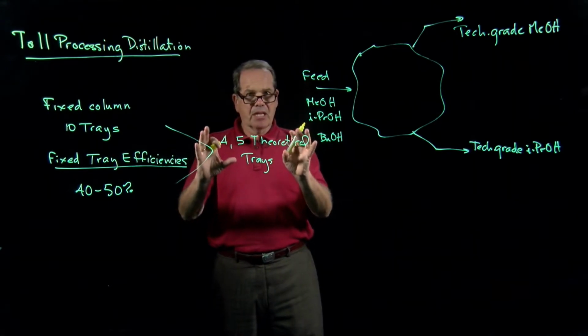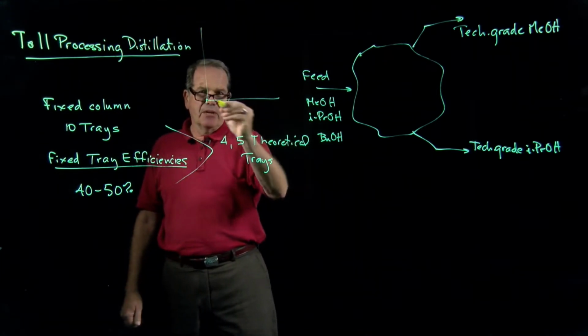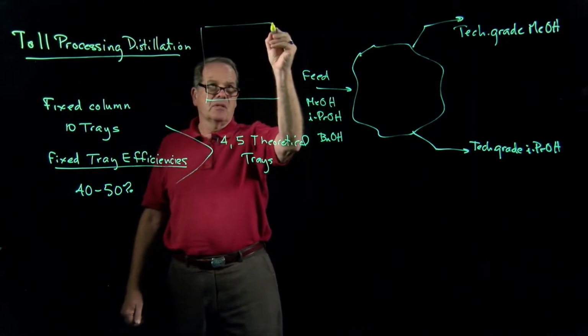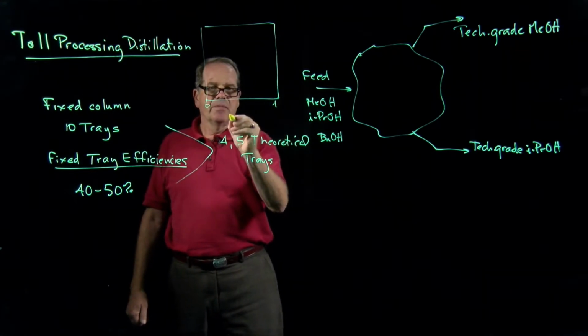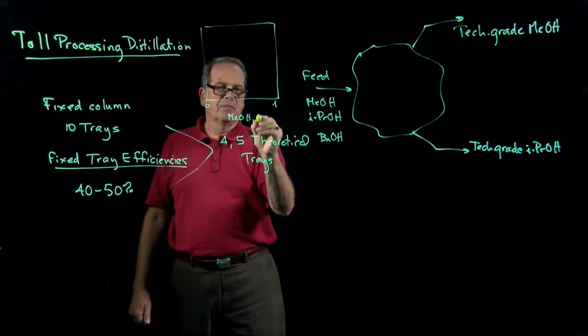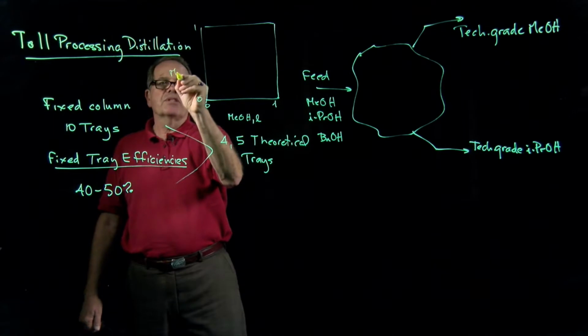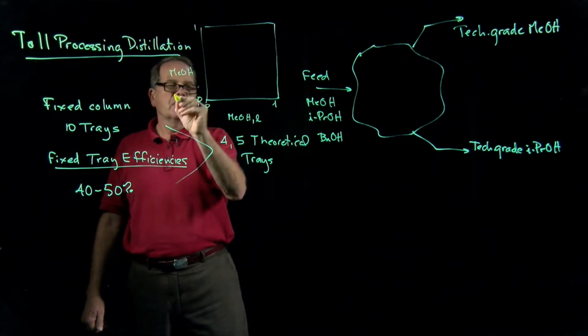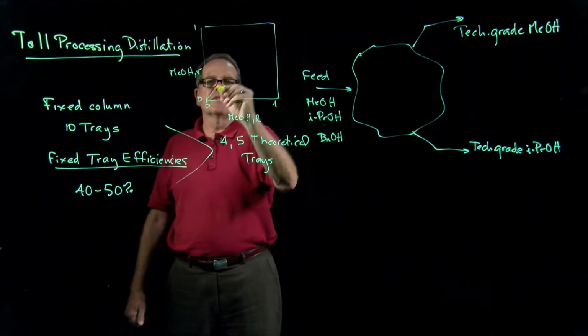We will show this in the ChemCAD demonstration, but if you can imagine the XY diagram for this project. So here's 0 to 1 methanol mole fraction in the liquid, and 0 to 1 methanol mole fraction in the vapor. Here's the 45-degree line.